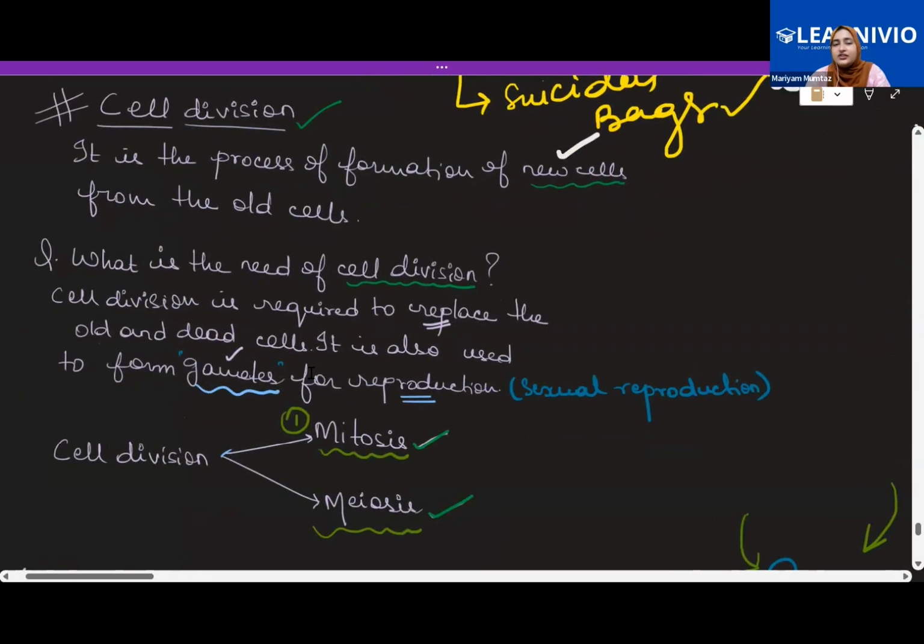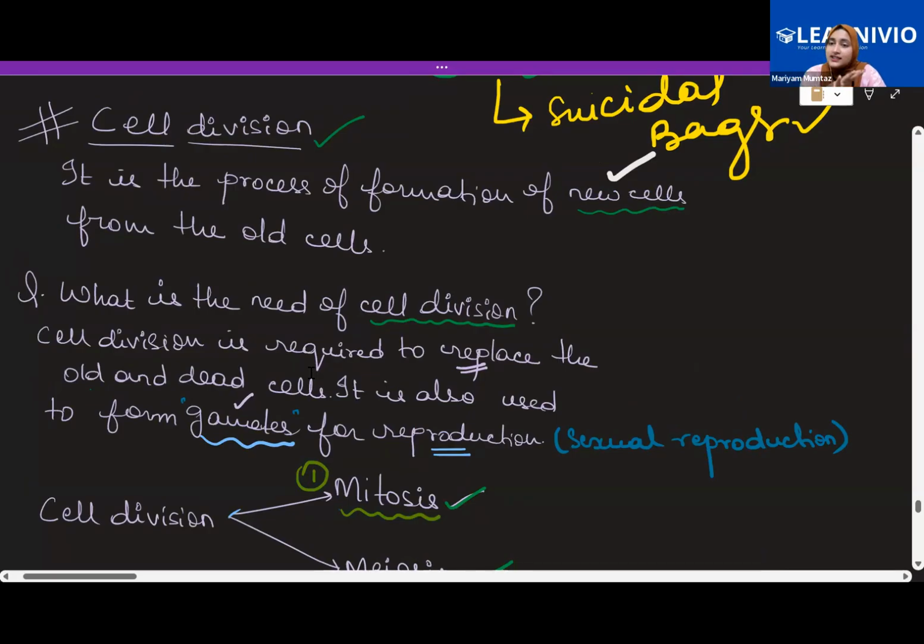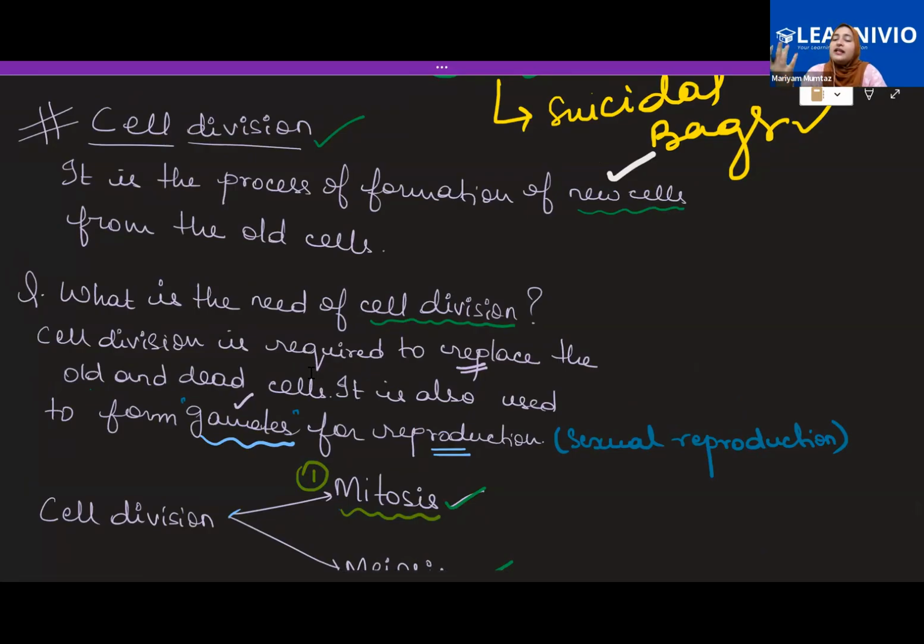Yes. Now we come to the last topic of this chapter, that is cell division. Cell division refers to the entire process wherein the old cells give rise to new cells. If you remember the cell theory, the third point says new cells come from pre-existing cells. In the same way, cell division happens. So, new cells are formed from the old cells.